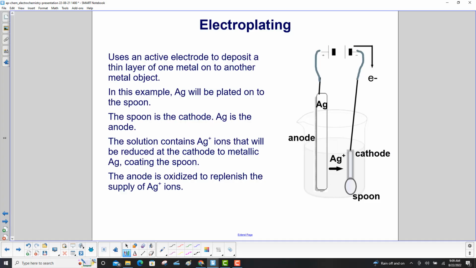Electroplating uses an active electrode to deposit a thin layer of one metal onto another metal object. In this example, silver will be plated onto the spoon. The spoon is the cathode. Silver is the anode. The solution contains silver ions that will be reduced at the cathode to metallic silver coating the spoon. So here are the ions being reduced at the cathode, and then you have the coating of silver on it. The anode is oxidized to replenish the supply of silver ions.